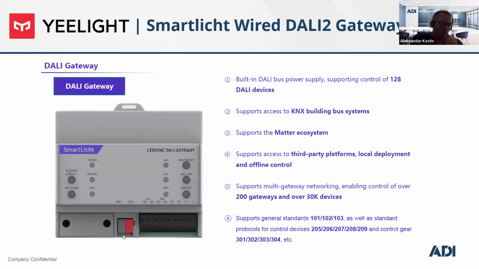Okay, this is how the gateway looks like. So here we have the KNX interface. And here we have the DALI 1 bus and DALI 2 bus. Each DALI bus can support up to 64 lighting loads, and we have a power supply here as well.